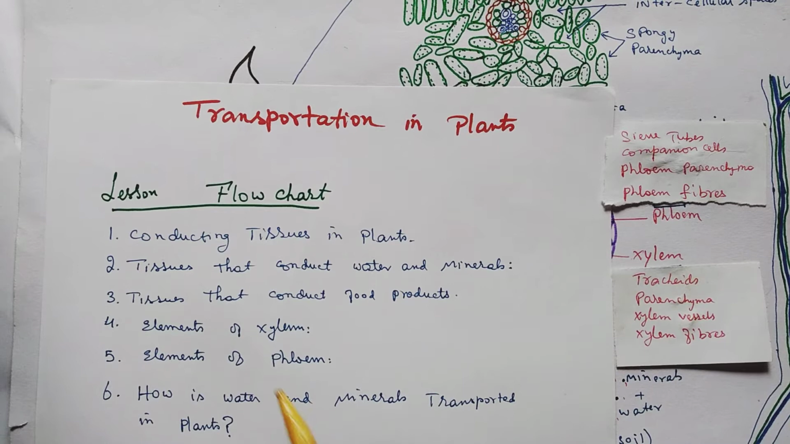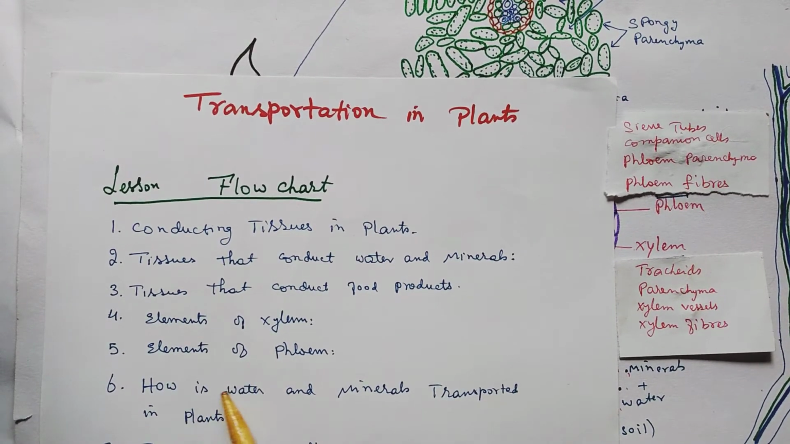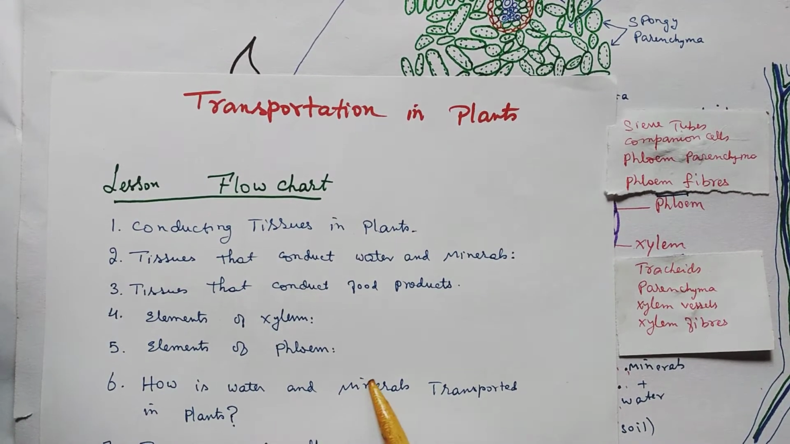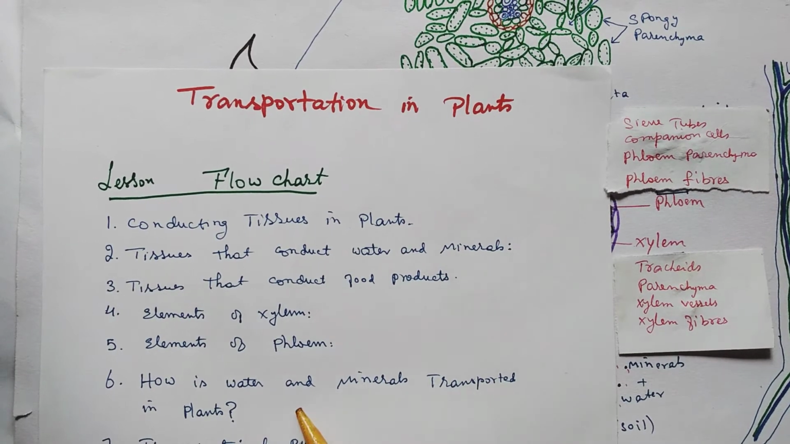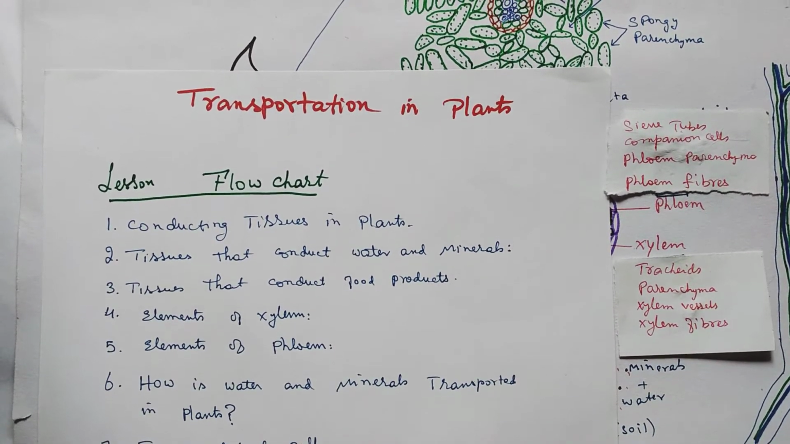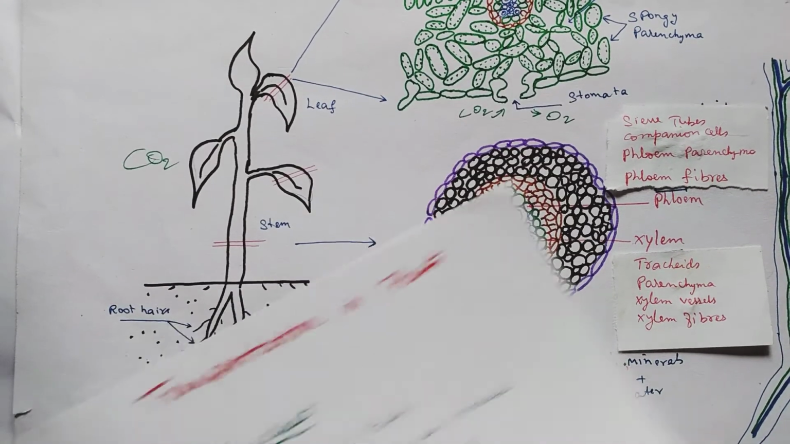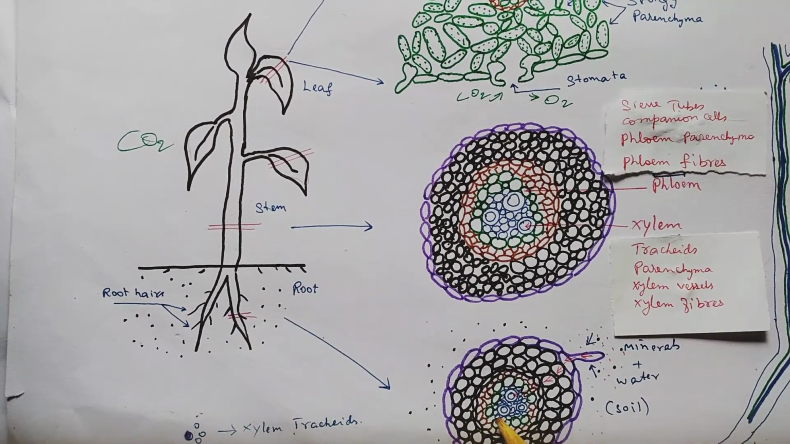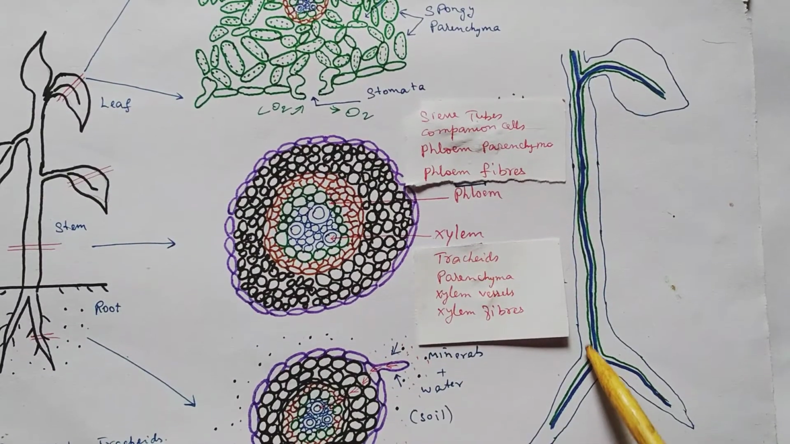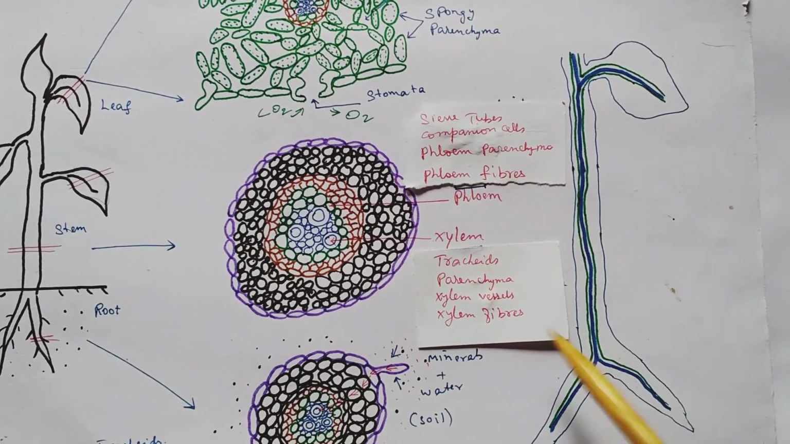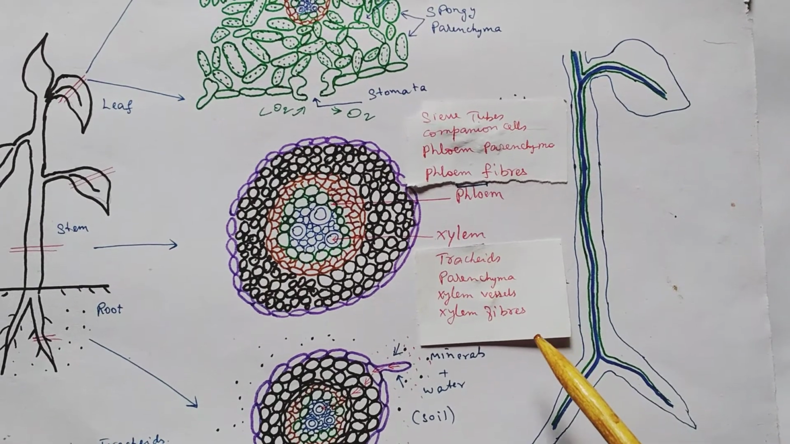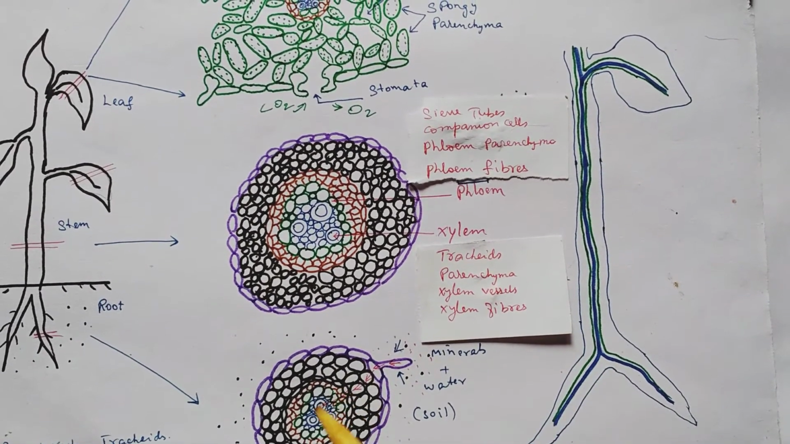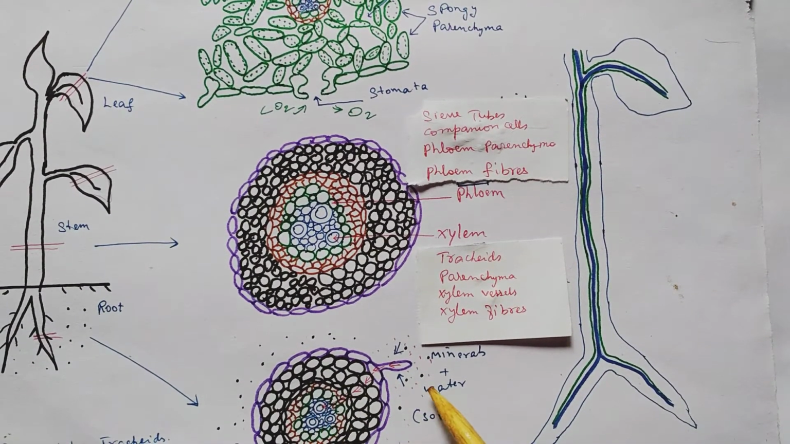Okay, the next question here is, how are water and minerals transported in plants? You get some idea on the structure of these tissues or vascular tissues, the xylem and the phloem around it, and how they are arranged in the entire plant body. Now let's see how these tissues help to transport water and minerals.